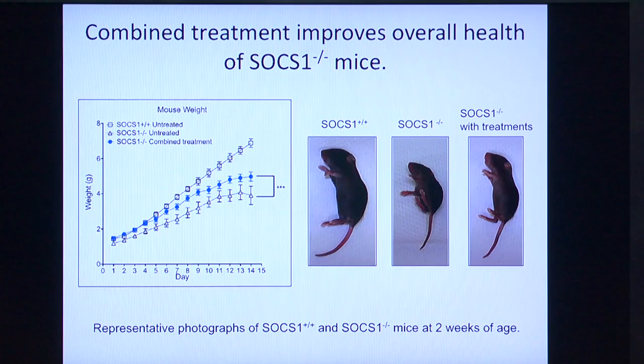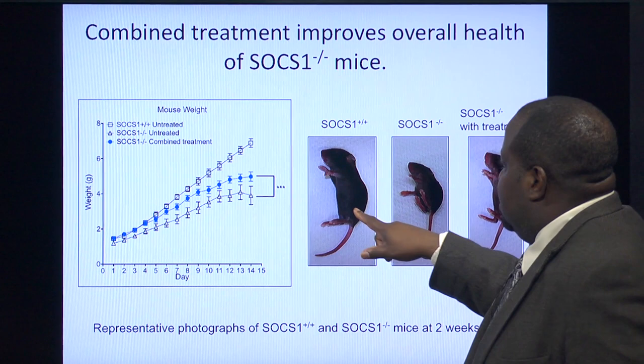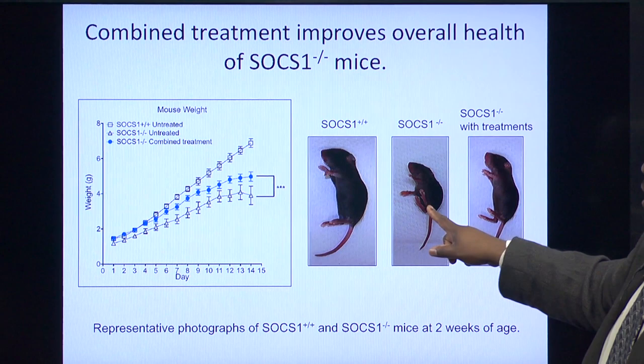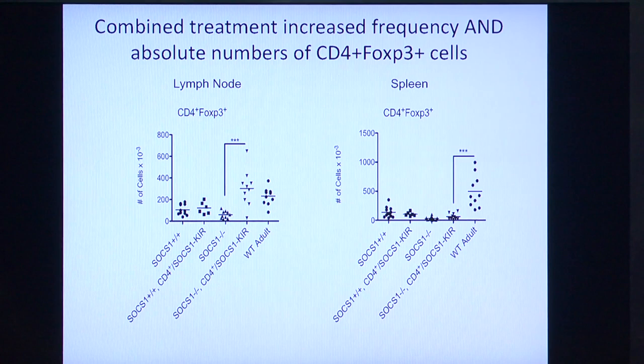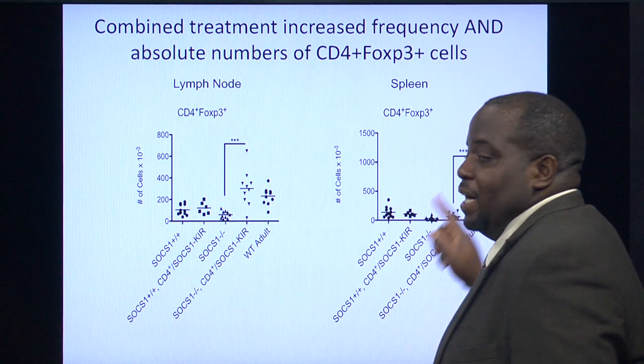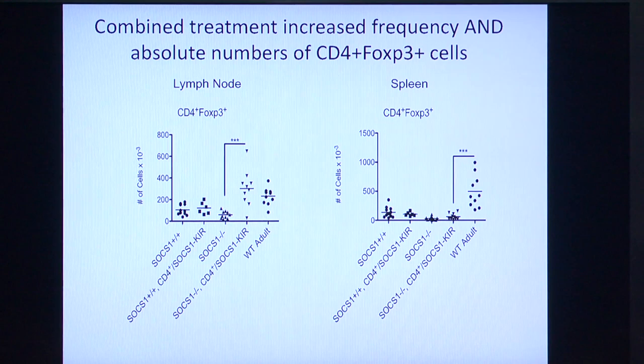And if you were to look at the animals that are being treated, we're able to restore some of the weight. And it just reminds you, this is our normal mouse, healthy mouse. This is our knockout. Well, the one receiving treatment doesn't look exactly like the wild type, but it does look significantly different than the one that doesn't have the protein. And looky, we actually increased the number of FoxP3 positive cells as well. So we're really, really excited about this.